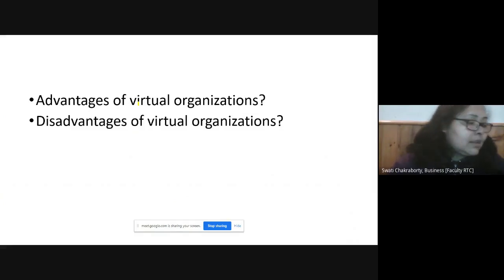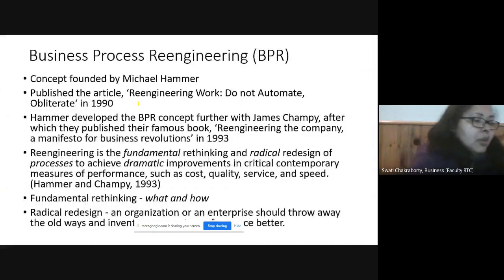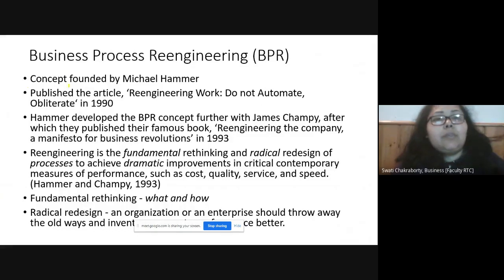Next we talk of business process reengineering. The concept first came up in the year 1990, formed by Michael Hammer. What is it? It's a fundamental rethinking and radical redesign of the process, a drastic change in the existing process to achieve drastic improvement in performance. What performance? Like cost improvement, quality of the product, service, and speed.